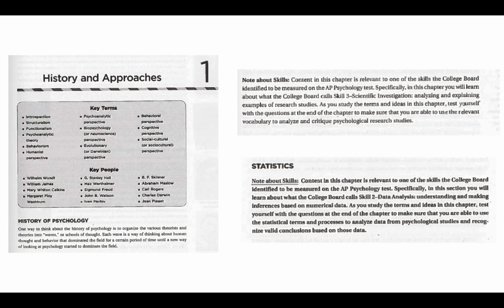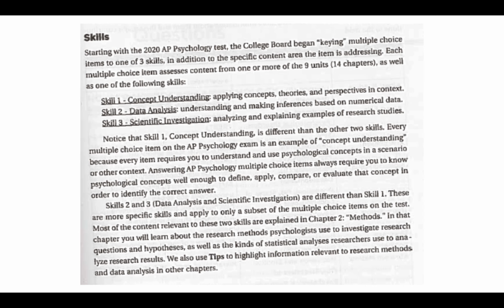So for example, in Unit 1, Scientific Foundations, which involves the history and approaches chapter and the research methods chapter. During the research methods chapter, students learn about experimental methodology, correlational methodology, and other research methods. That's most relevant to Skill 3, scientific investigation. Later in that chapter, students learn about statistics, and that's most relevant to Skill 2, data analysis. Where the skills repeat during the Barron's book, we highlight that right in the text for students. Later in the book, we have a separate discussion about skills and some of the specific relationships between the skills that may be useful as you study.